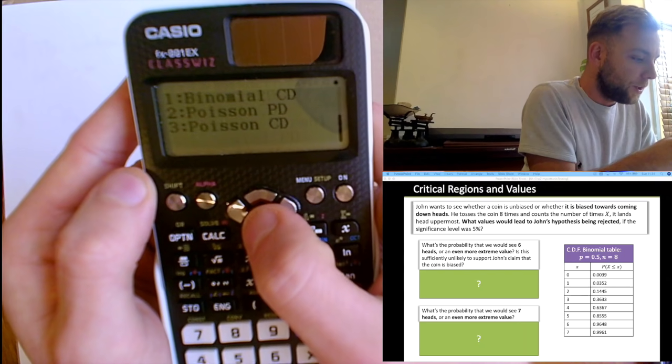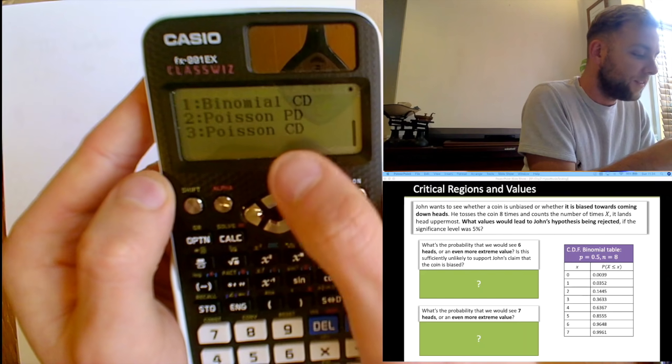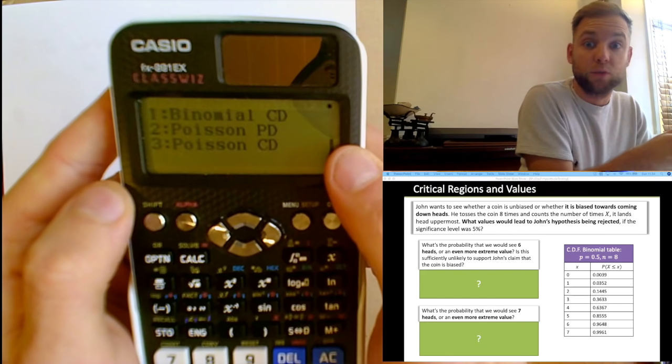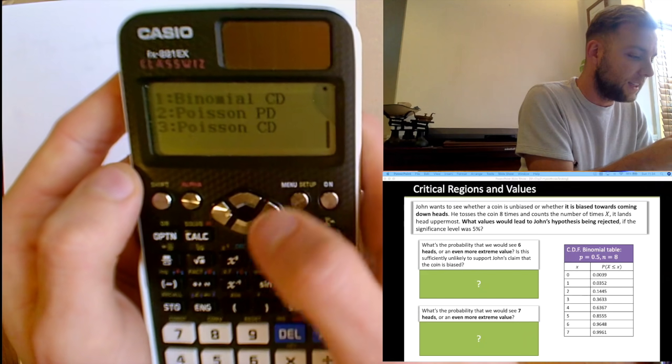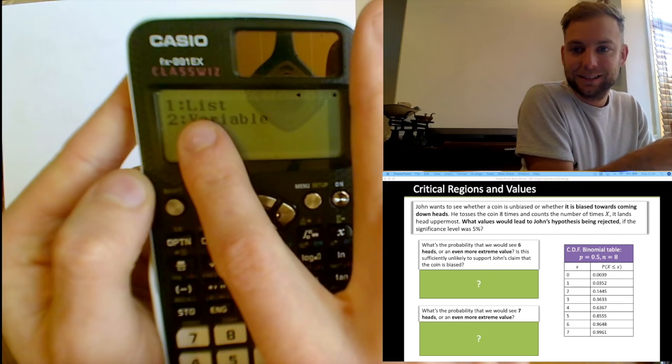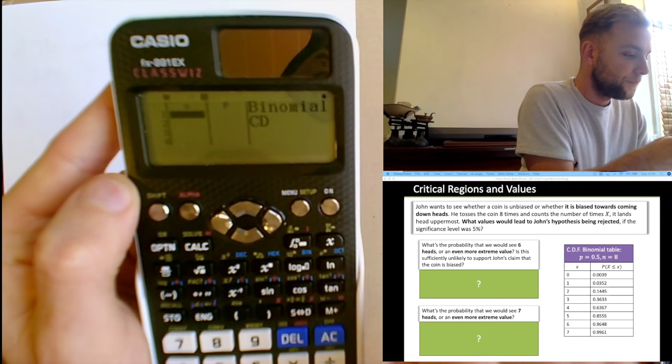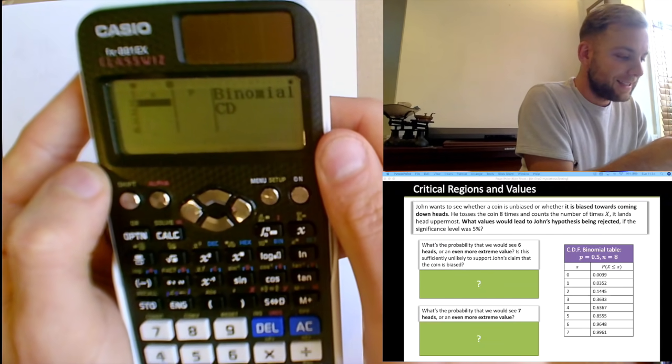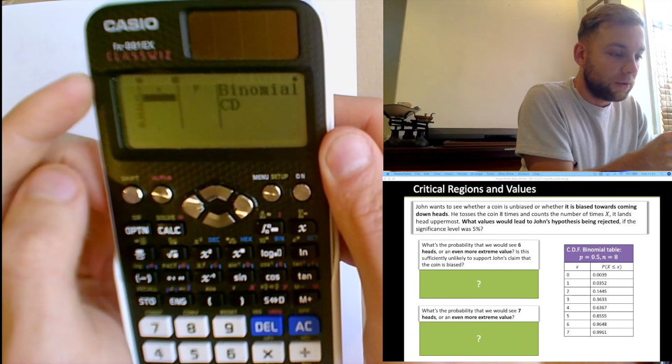Then what we're going to be doing is we're going to go down. Now we're going to look at the cumulative distribution of this. Remember that cumulative means running total, so we're looking at all of these values together. So click on 1 on cumulative, and we're going to go on to list. So click on list. Now in that list, we're going to write down all of our different values.